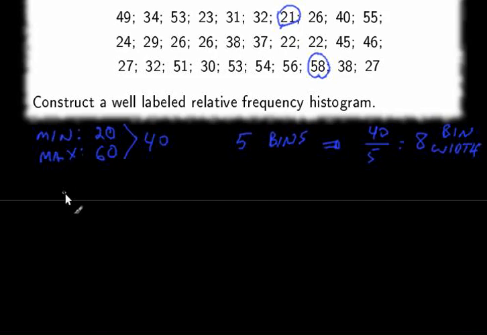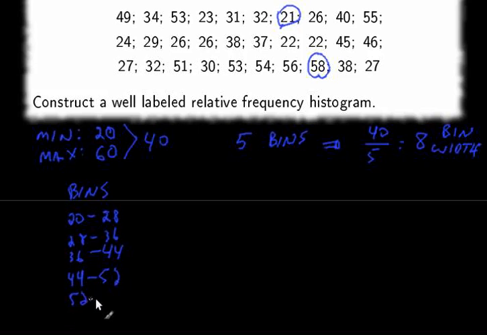Okay, so starting with 20, starting with our minimum, our bins are therefore 20 to 28, 28 to 36, 36 to 44, 44 to 52, and 52 to 60. And now we have to decide before we go any further, in which bin is the 28? Is it in the first bin or the second bin?